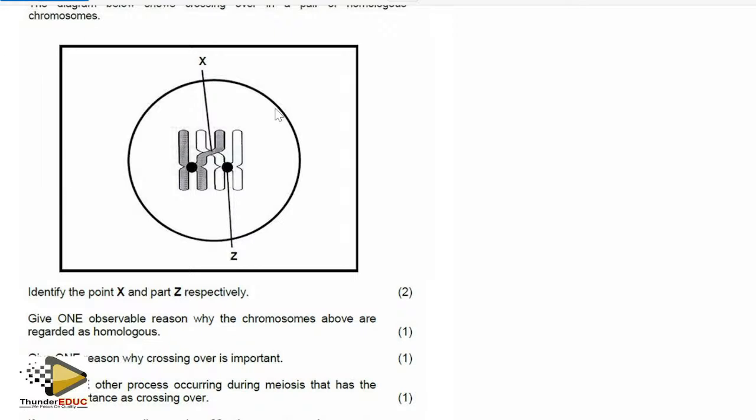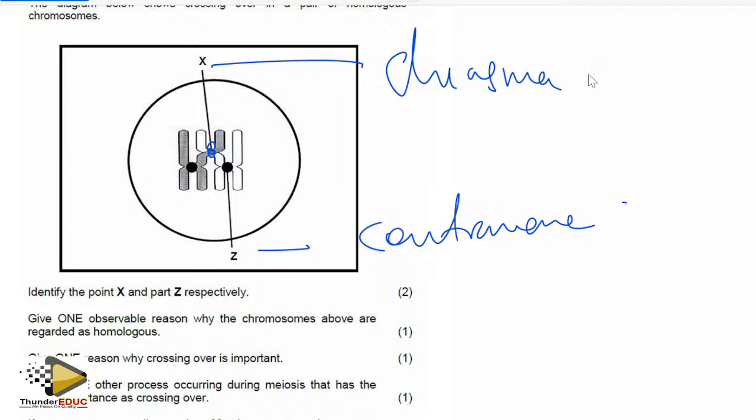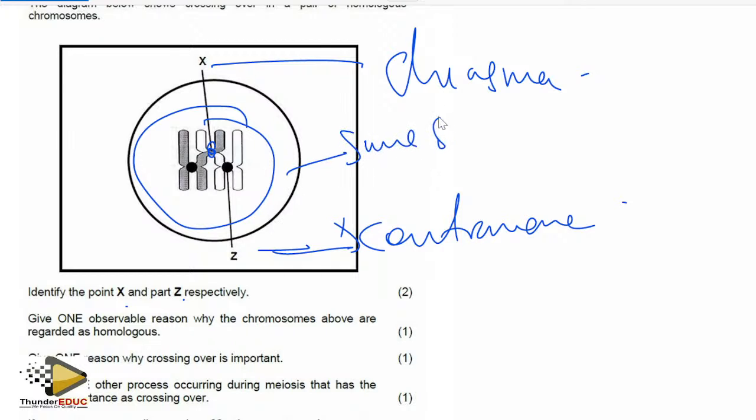They're saying, identify X. X is the point of crossing over, which we call chiasma, and Z is the centromere. Give one observable reason why the chromosomes above are regarded as homologous: because they have the same shape and same size.